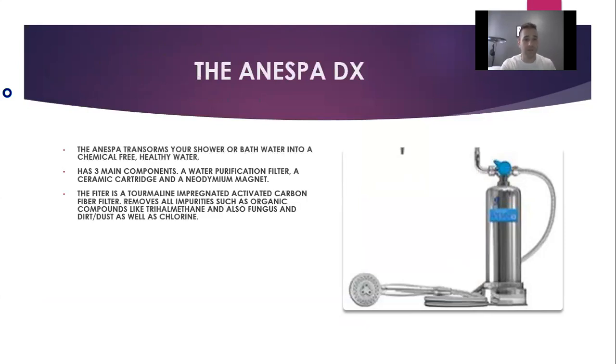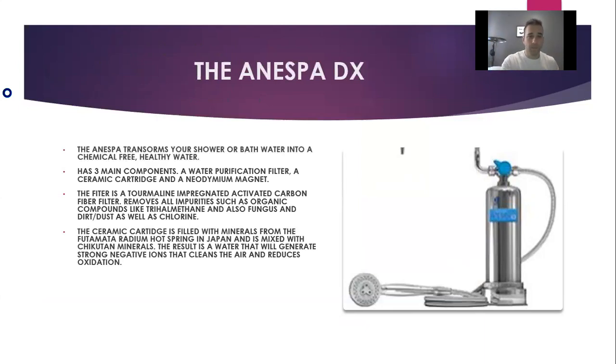The filter is a tourmaline-impregnated activated carbon pre-filter. It removes all impurities such as organic compounds like trihalomethane, and also fungus and dirt and dust, as well as chlorine. So it has a cylindrical carbon fiber filter.